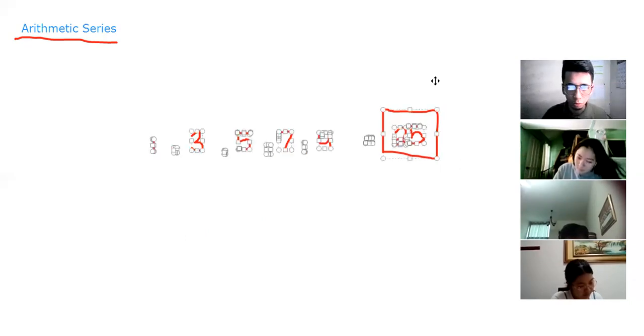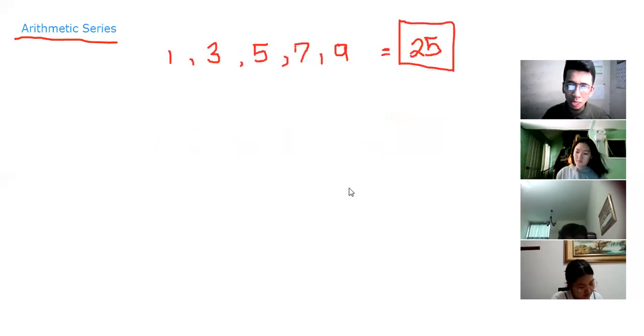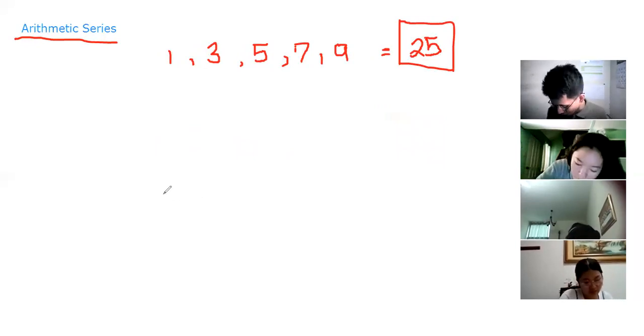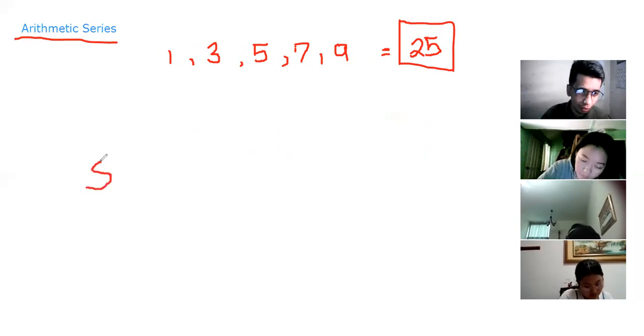So, dalawa ang nagiging formula. Actually, isa lang siya. Dinerive lang yung isa, pero kaya mukhang naging dalawa. Pero isa lang talaga yung formula sa arithmetic series. Sa arithmetic series, so copy this formula. We have S, or the sum. Yung S, sinisimbolize niyo the sum.